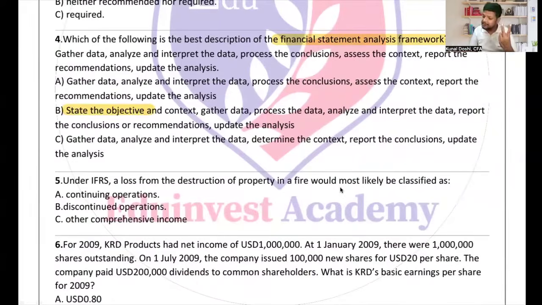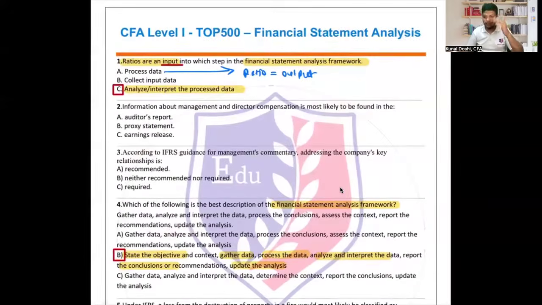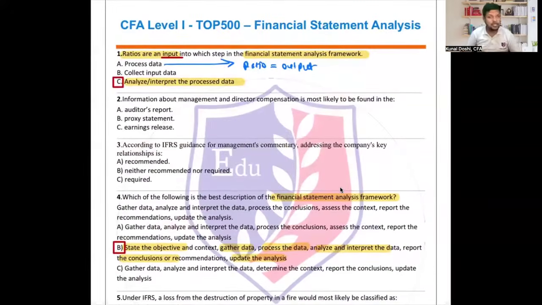Correct. Then comes gather the data. Third is processing the data, where you calculate the ratios. Fourth is analyzing and interpreting the data. And fifth is where you do the report. But that's where your job is not done. You have to constantly update. So the answer is B. Everyone right? Correct?